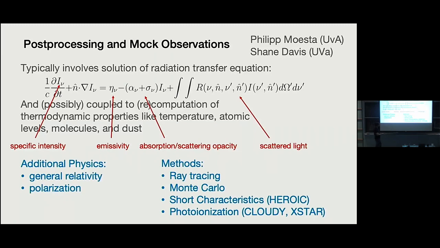There's a bunch being developed. Generally speaking, for black holes, we're talking about Compton scattering, electron scattering, and for protoplanetary disks, we're talking about dust scattering. There are other methods, like short characteristics. And the last thing I want to mention is the use of photoionization codes like Cloudy and XStar, which observers use, but those are 1D codes and sometimes not easy to couple to these simulations. Okay, so that was an introduction.